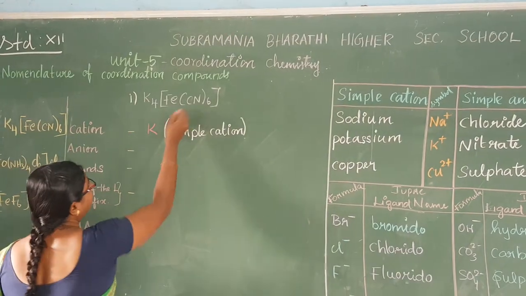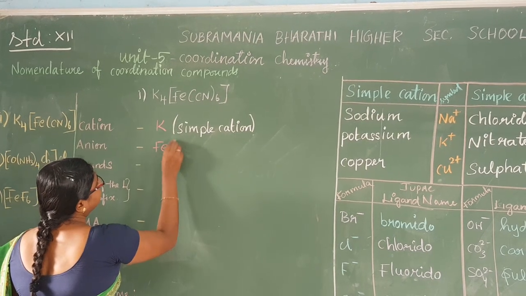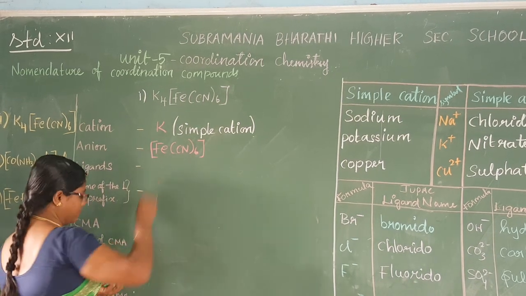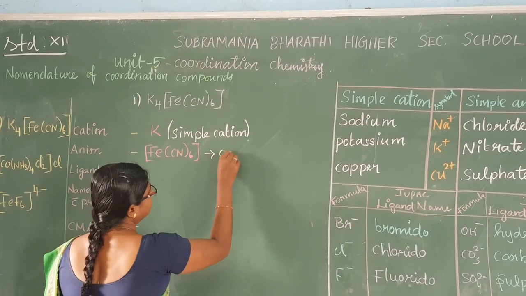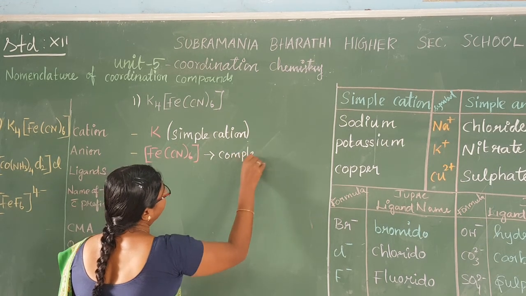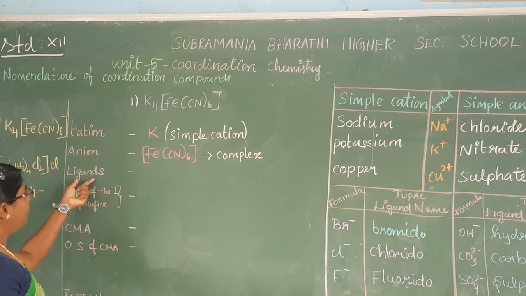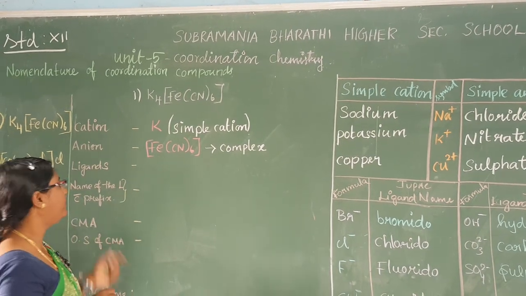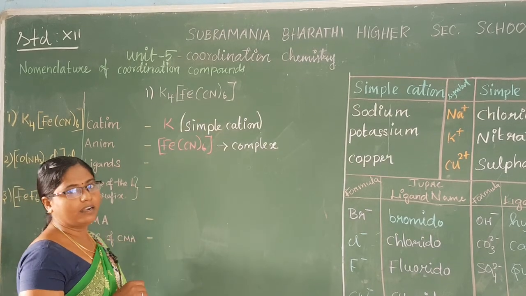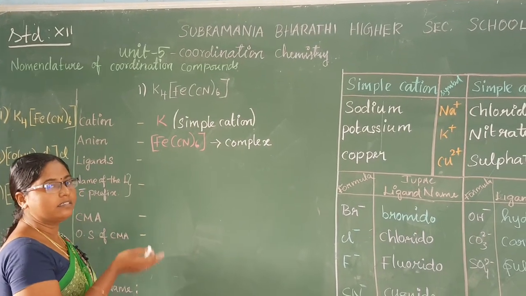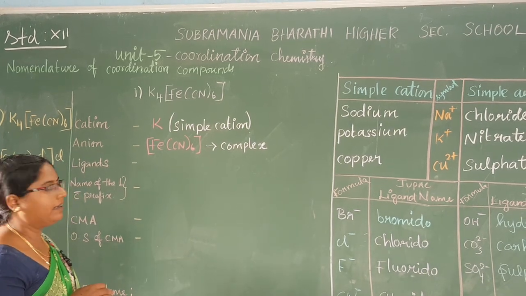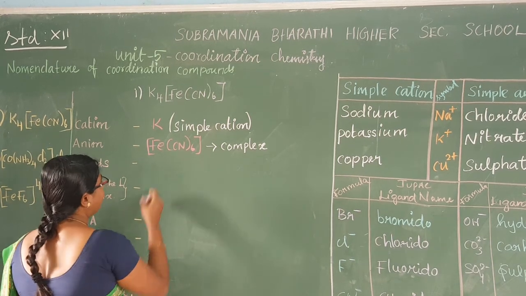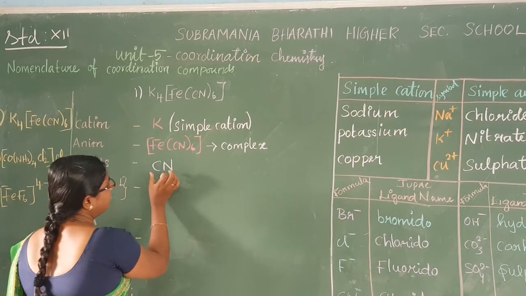So let me write the complex Fe(CN)6. So it is a complex, it is not a simple anion, it is a complex anion. Okay, then what are all the ligands which is present inside the coordination sphere that I have to write. Okay, ligands means that you know already, the ligands are group of atoms that is attached or coordinated with the central metal atom. Okay, here in this case cyanide is the ligand. So let me write the cyanide as it is because it is the ligand.